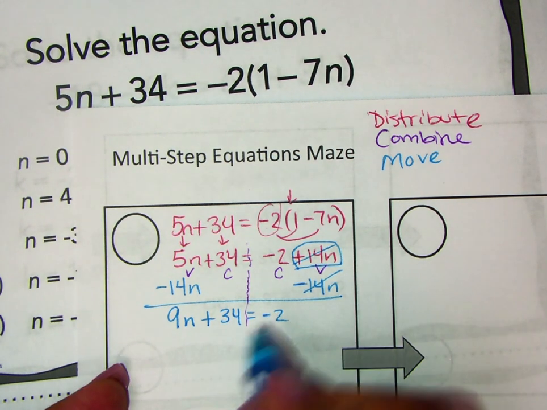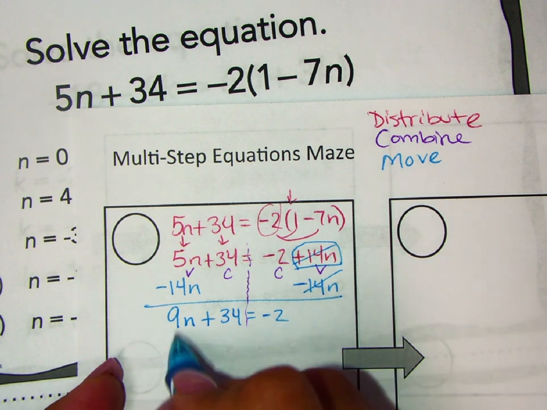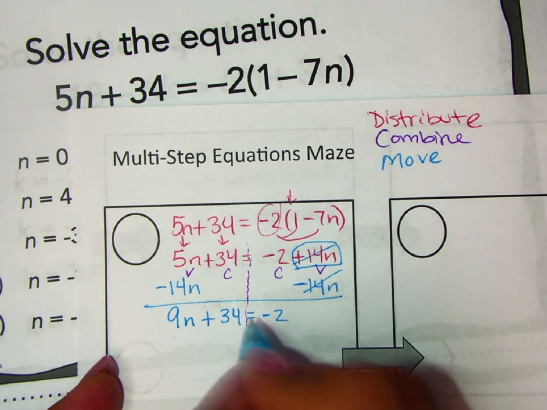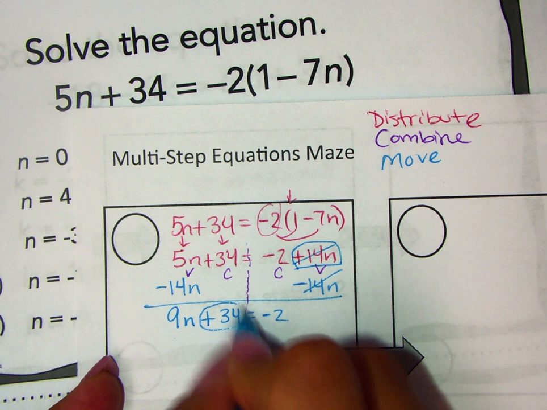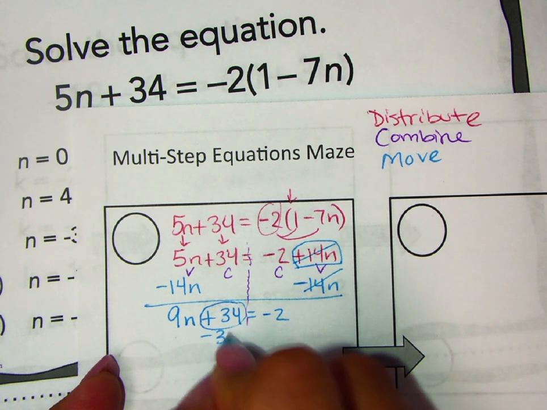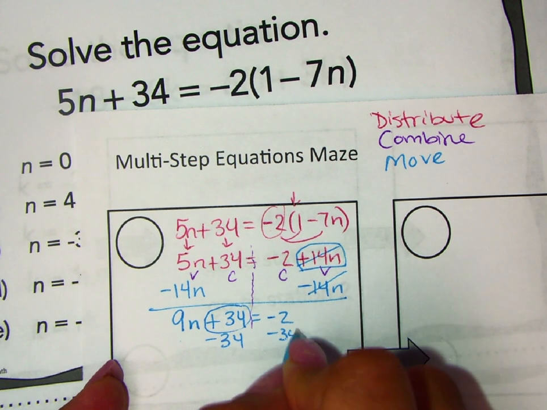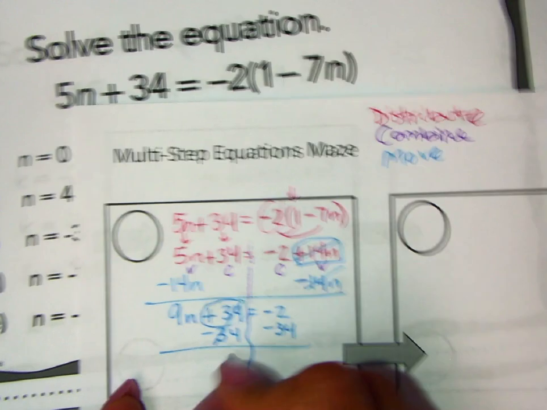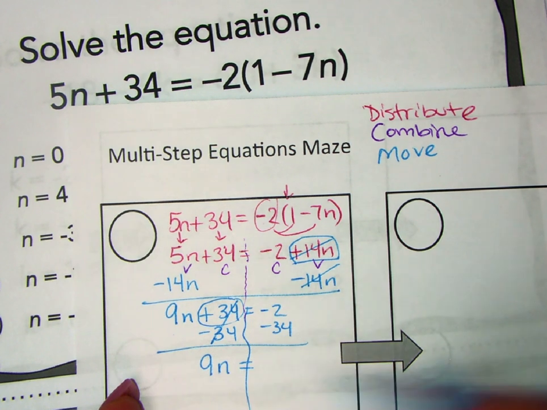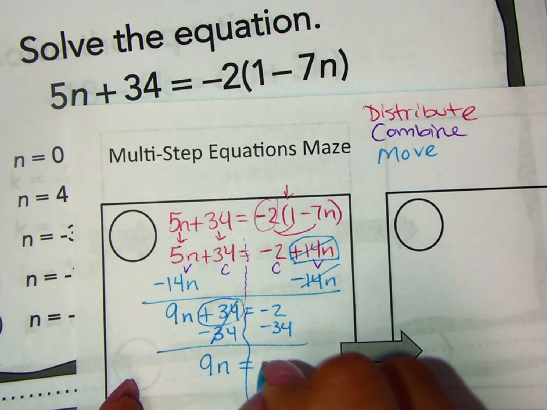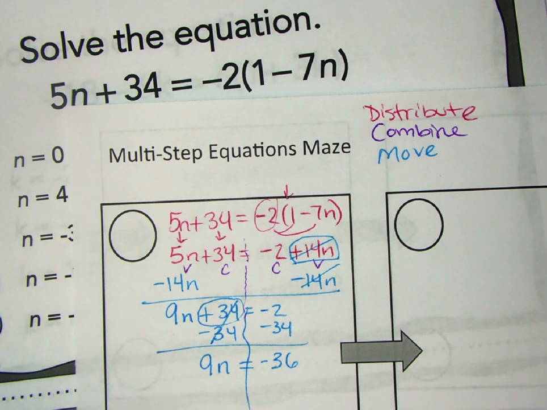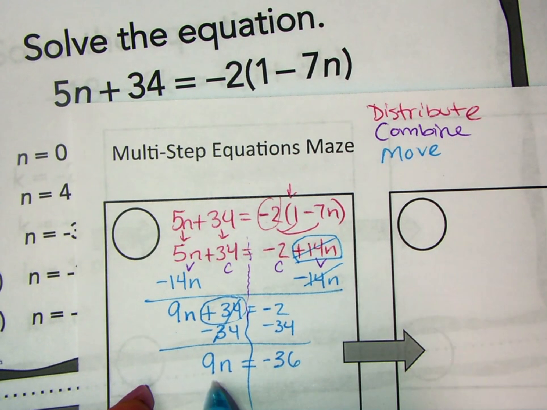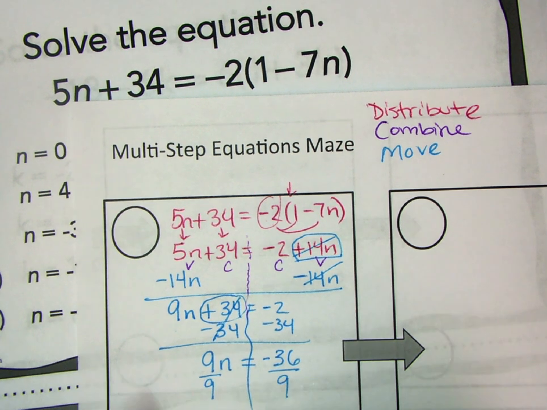After this, we now realize that if the n's are on the left side, then the numbers, the constants, need to go to the right side. So this 34 needs to go to the right side. So we're going to subtract 34 from both sides of the equal sign. And we end up with canceling this. So 9n equals negative 2 minus 34, which is negative 36. This is a one-step equation where you just simply divide by the coefficient, and you end up with n equals negative 4.